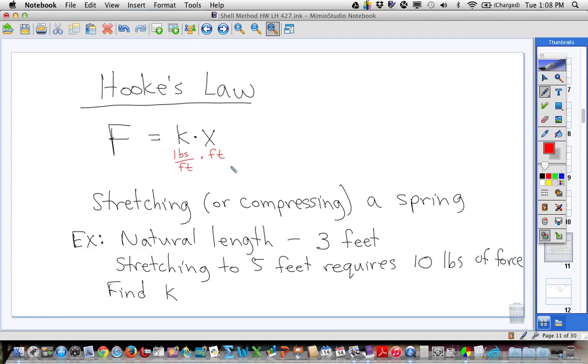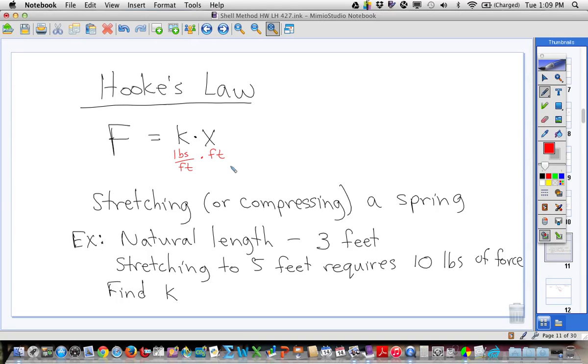The way we're going to get pounds when it comes to a spring is something called Hooke's Law. Basically, Hooke's Law just says that if you have a spring, think of a slinky or something like that, or something a little more rigid, and if we're going to stretch or compress a spring, Hooke's Law says that's a linear formula for how much force is required to stretch or compress it. K is called the spring constant.